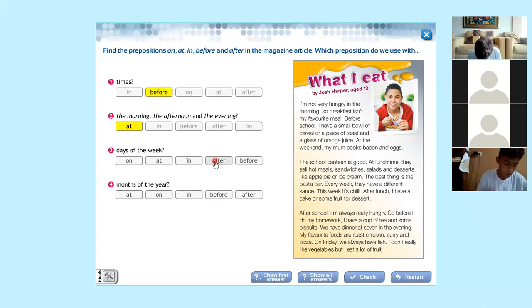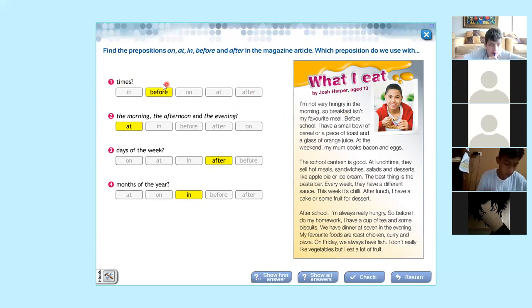After. And months of the year. In. Any correction, people? Any correction? Aileen, do you consider it's okay? Is it correct or not? Everything is correct for you, Aileen? Are you sure?